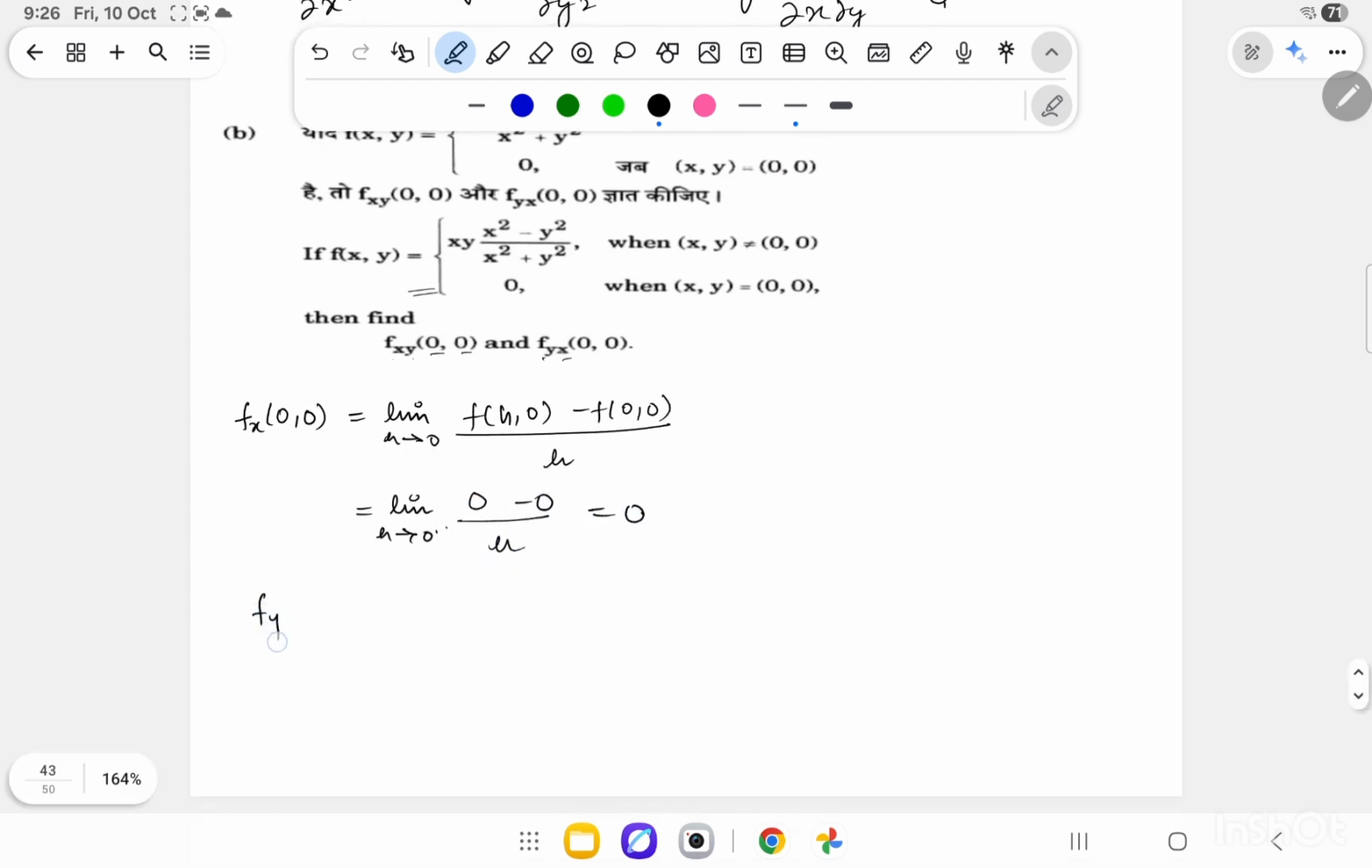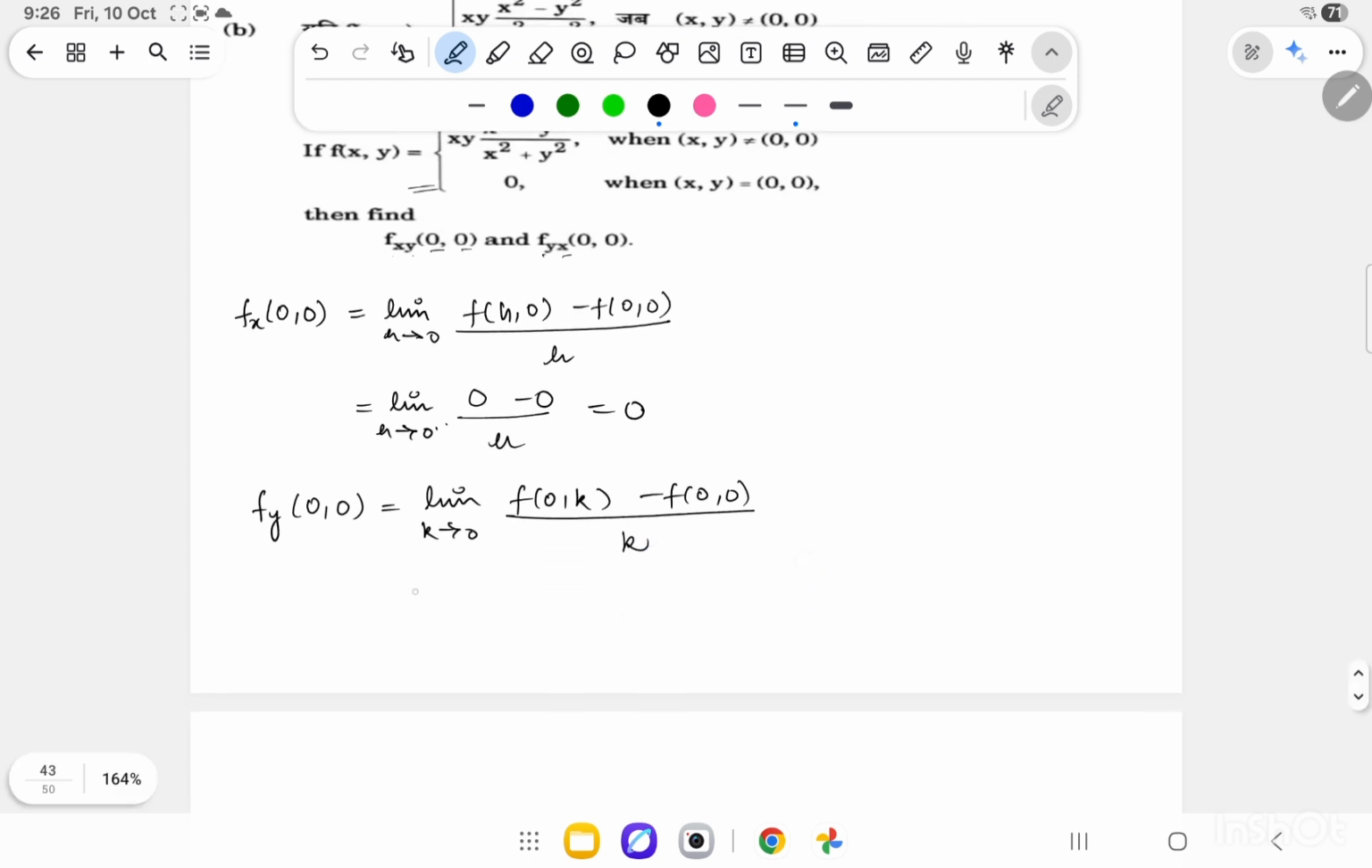Likewise, the first order derivative of f with respect to y at (0,0) will be the limit as k approaches 0 of [f(0,k) minus f(0,0)] divided by k. So it will be equal to the limit as k approaches 0, f(0,k) will be 0 only, so it is 0 minus 0 by k, that is 0 only.